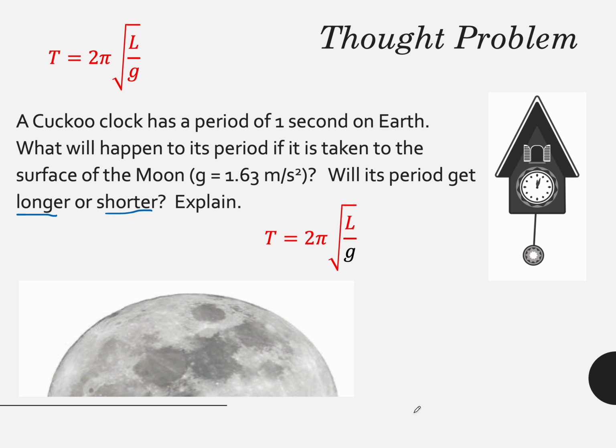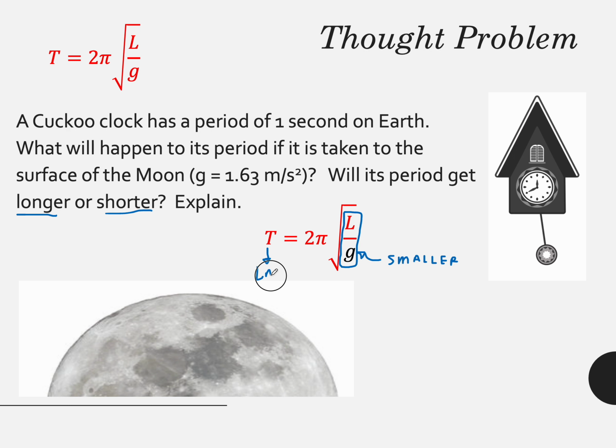All right. Hopefully you realize we have to use this equation again. What happens? On the moon, g is smaller. What does that do to this fraction inside here? Well, if you make the denominator of a fraction smaller, what happens to the entire fraction? The entire fraction gets larger, which means when we take the square root of this, this will get larger.